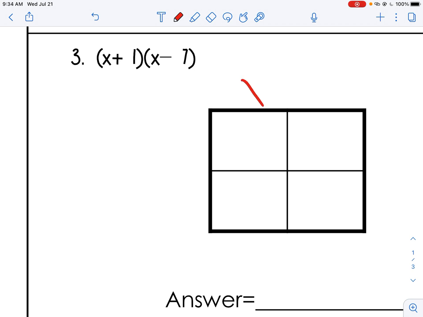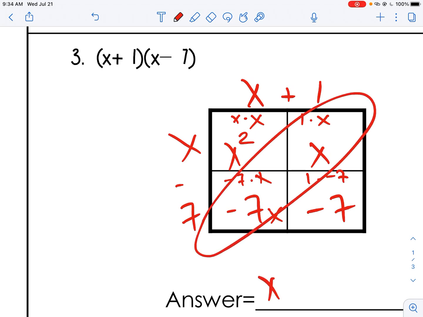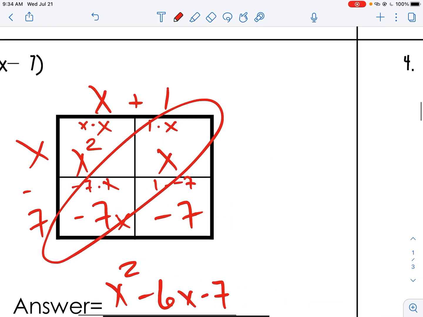On this one, I write the first one up here. I write the second one here. So this would be x times x, which is x squared. 1 times x, which is x. Negative 7 times 1, which would be negative 7. And 1 times negative 7, which is negative 7. Oops, I forgot the x. So these combine, I would get x squared minus 6x minus 7.